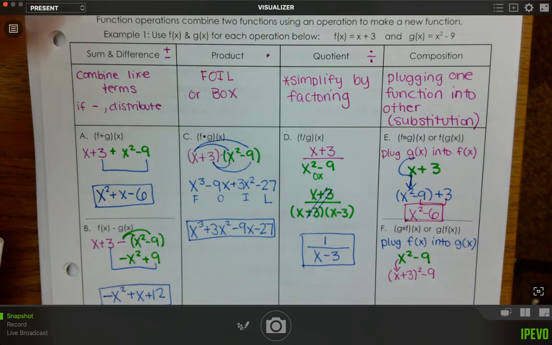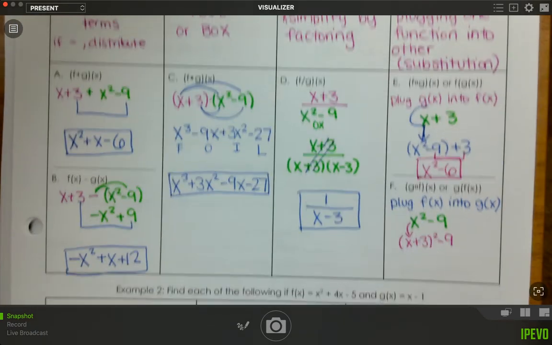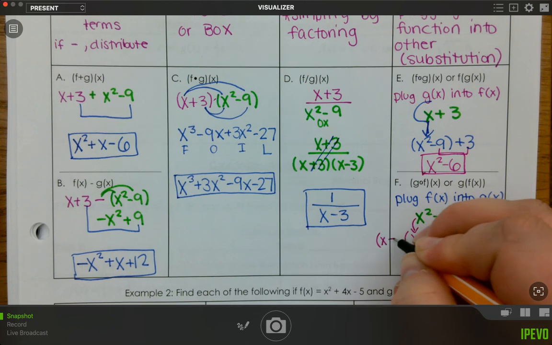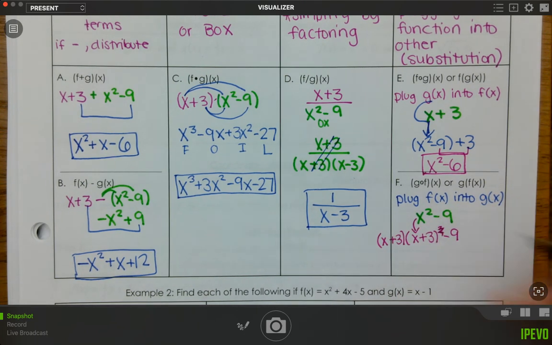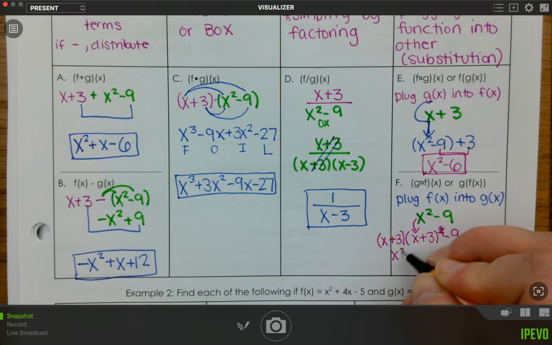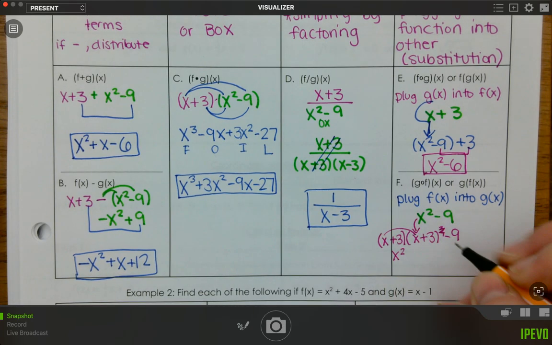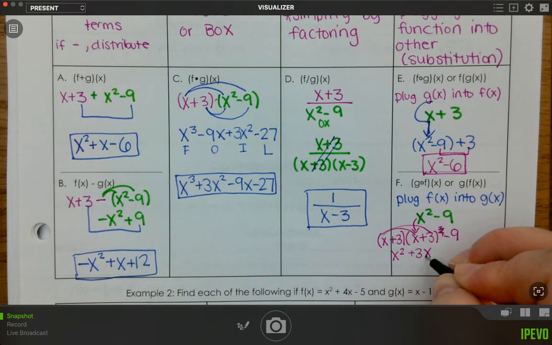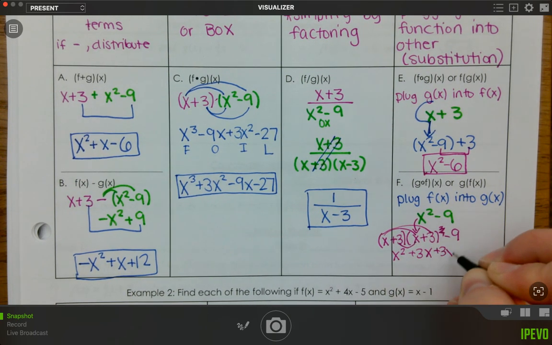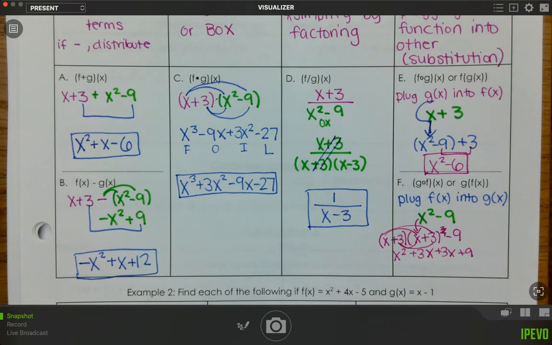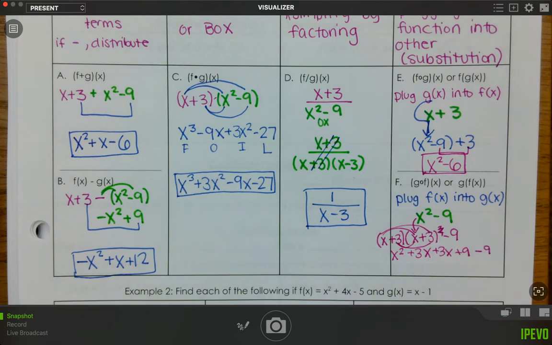And down here, hopefully you're starting to get used to the fact that x plus 3 squared does not just mean you square both of them. It means you have to do x plus 3 times x plus 3, which is going to be x squared plus 3x plus 3x plus 9. And then there's this minus 9 here at the end. And then we're going to combine like terms.